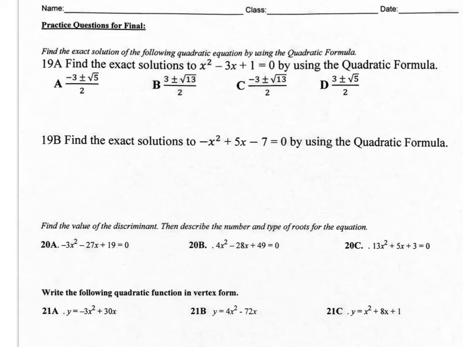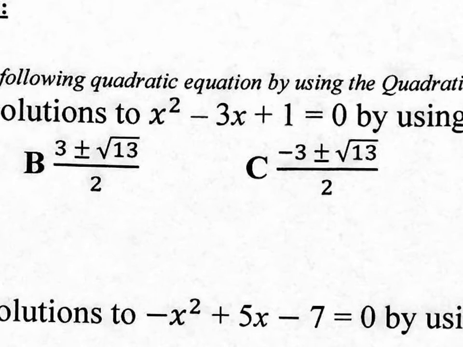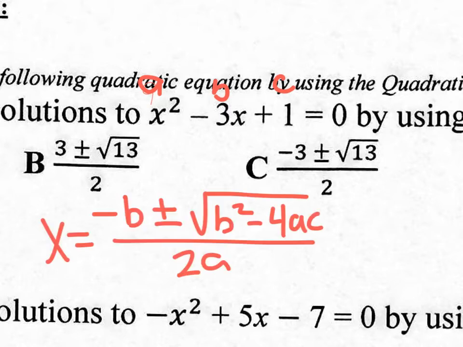Number 19, find the exact solution by using the quadratic formula. So what we need to do is simply identify your a value, which is 1, your b value, which is -3, and your c value, which is 1, and then use the quadratic formula. And there's the quadratic formula. You have to memorize it.